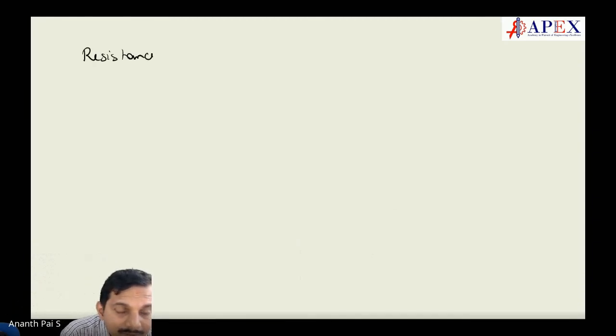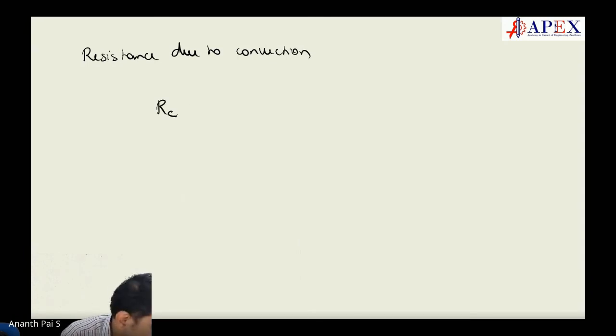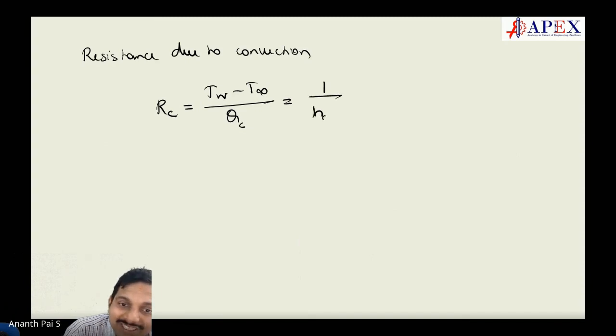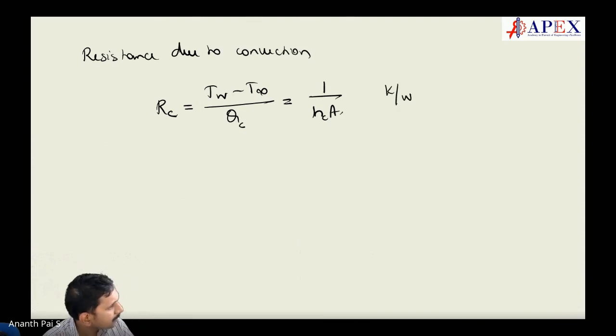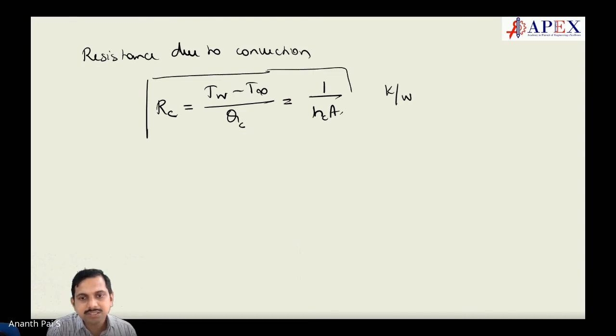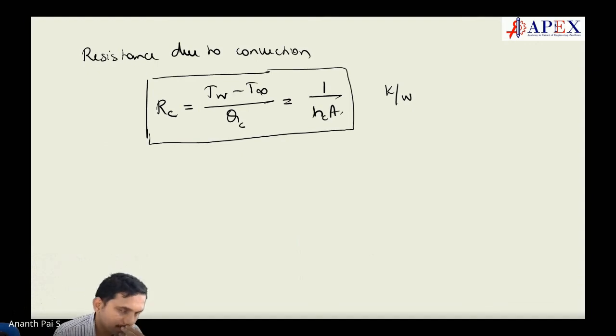And the functions. Okay. See, what is RC? Resistance due to convection. RC is equal to (TW minus T infinity) divided by QC, which is also equal to 1 by HC into A, Kelvin per watt. Make sense? So this is the resistance to convection. Very, very important. This is equation number 22.